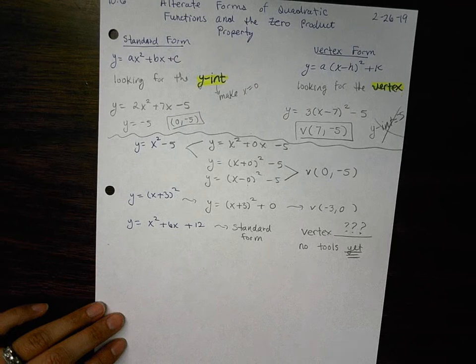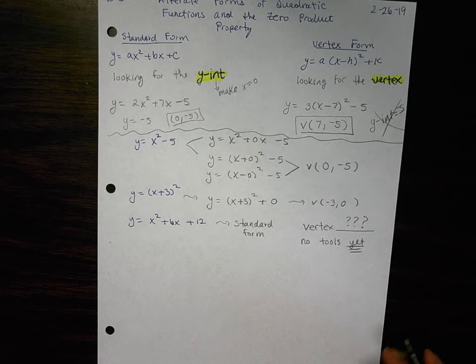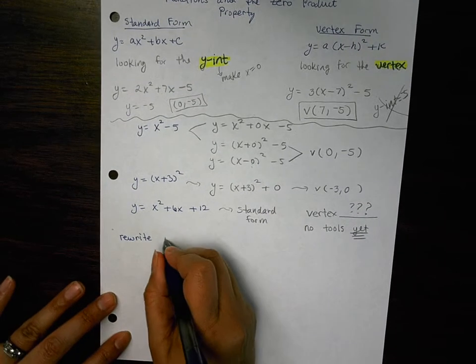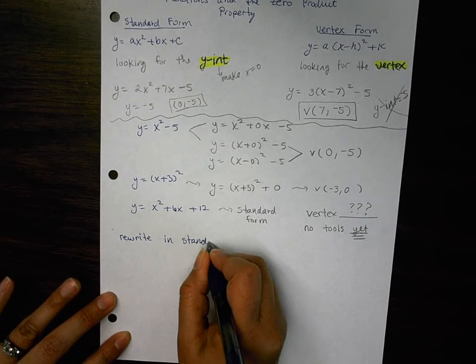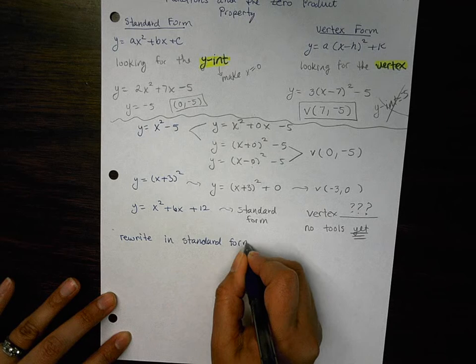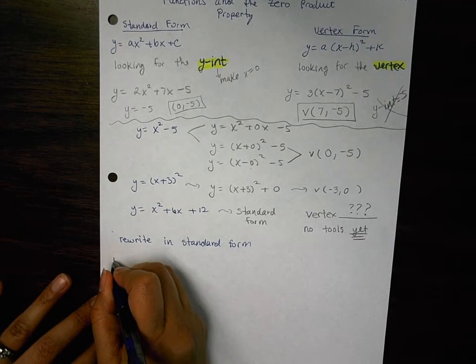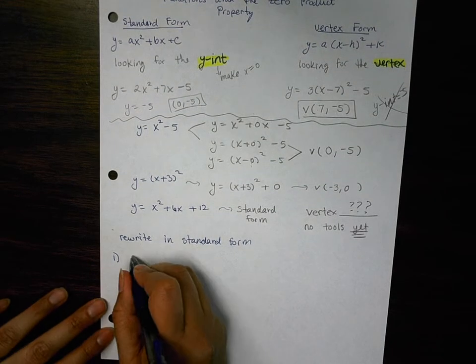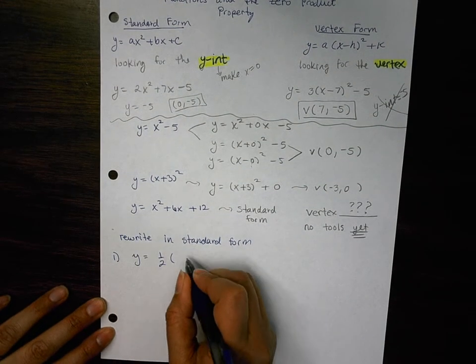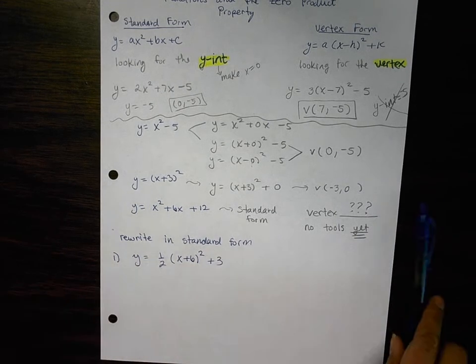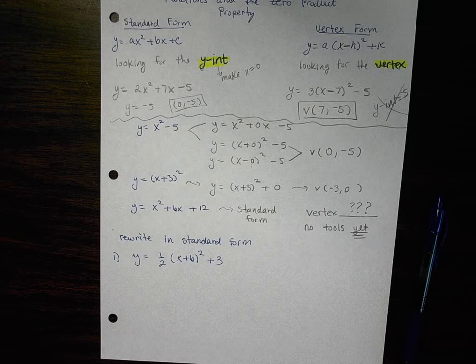Okay, this next one we are going to rewrite in standard form. They will ask you this on today's worksheet. Rewrite in standard form. If they're asking you to rewrite it in standard form, which form must it be in originally? It's going to be in vertex. Thank you. Y equals 1/2 parentheses x plus 6 quantity squared plus 3. Go ahead and write that down. Y equals 1/2 times the quantity of x plus 6 squared and then plus 3.